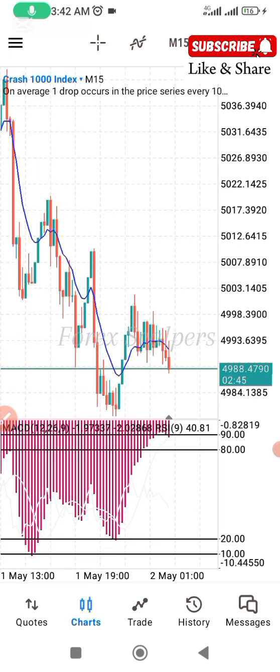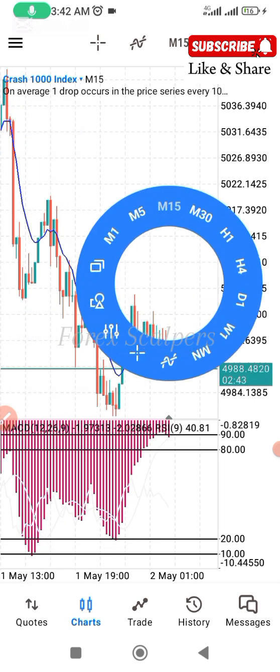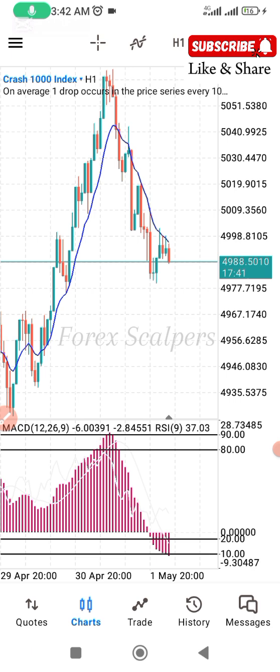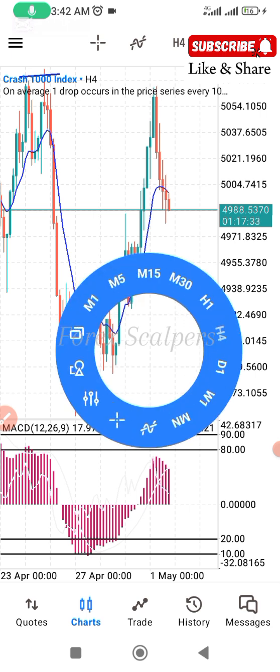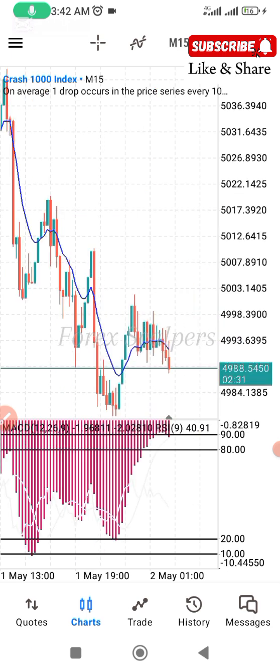So let's look at Crash. Okay, this is Crash 1000. On Crash 1000 we have a bullish momentum. So Crash 1000 is telling us that we are having a buying market. And let's look at how we get a buy entry. This is beautiful. Now let me explain this. So you see that this is what Crash 1000 is saying on an H4, that we have a bullish momentum.